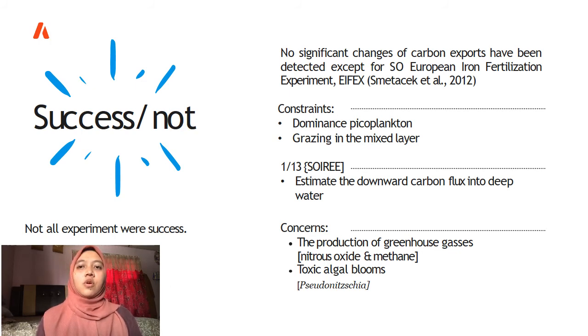Initially, almost all of the experiments were successful at first, since the growth of plankton was recorded, but it slowly decreased due to constraints such as rapid recycling of organic matter due to dominance of small phytoplankton and grazing, which led to rapid recycling of organic matter in the mixed layer. In fact, one of the 13 experiments successfully recorded downward carbon flux into deep water in the Southern Ocean, in the EIFEX experiment.